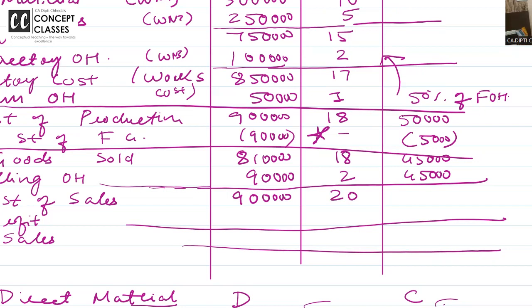That comes to 90,000. 9 lakh, 20. Same, 45,000 units. And now you know the selling price. Printed in the question is 35 rupees, you are selling this mask. So how much is your profit? 15. Can you complete now? All balancing figure. 15 into 45,000. How much time we took?